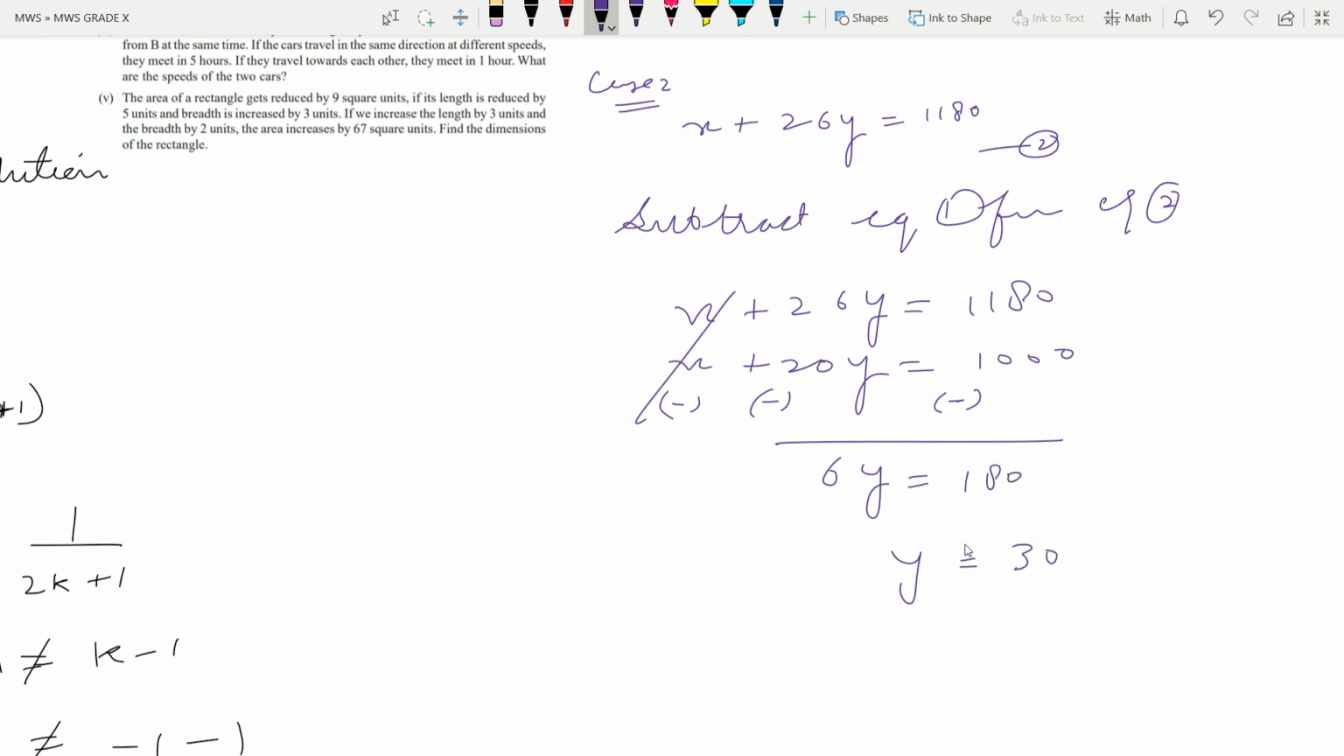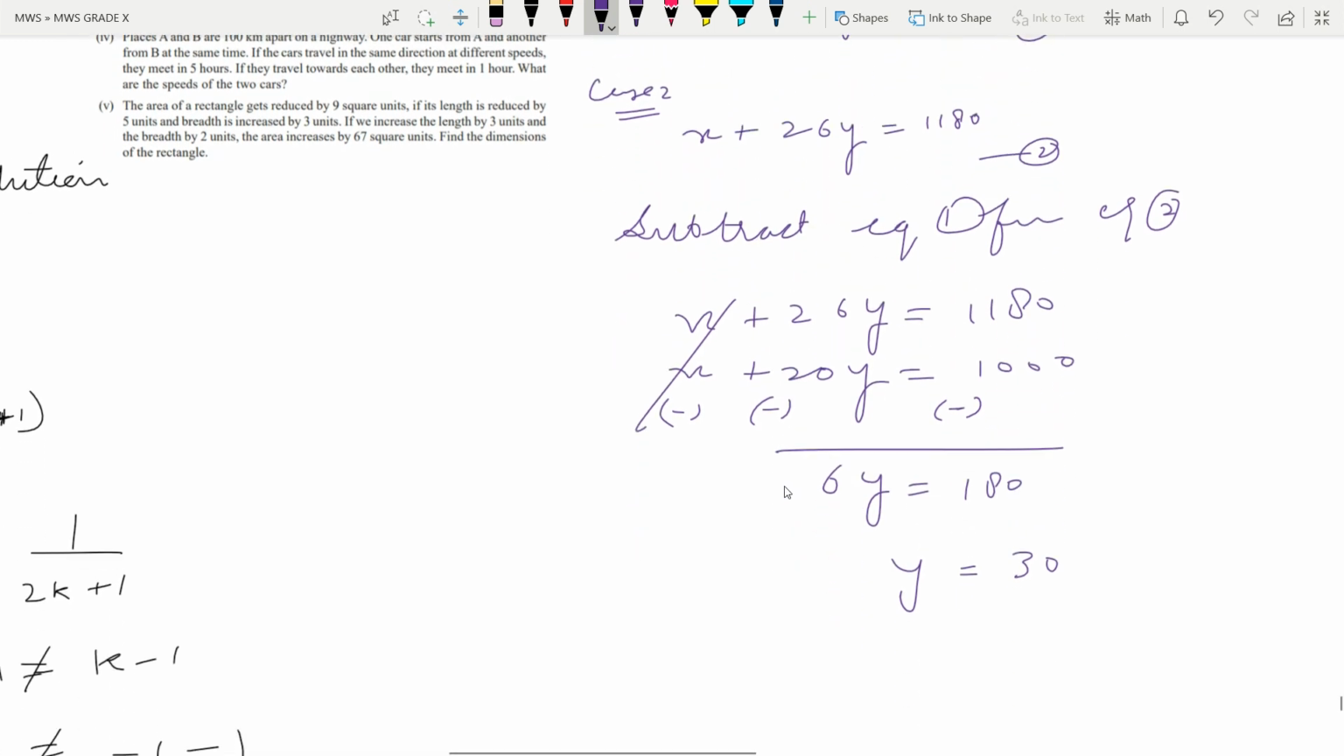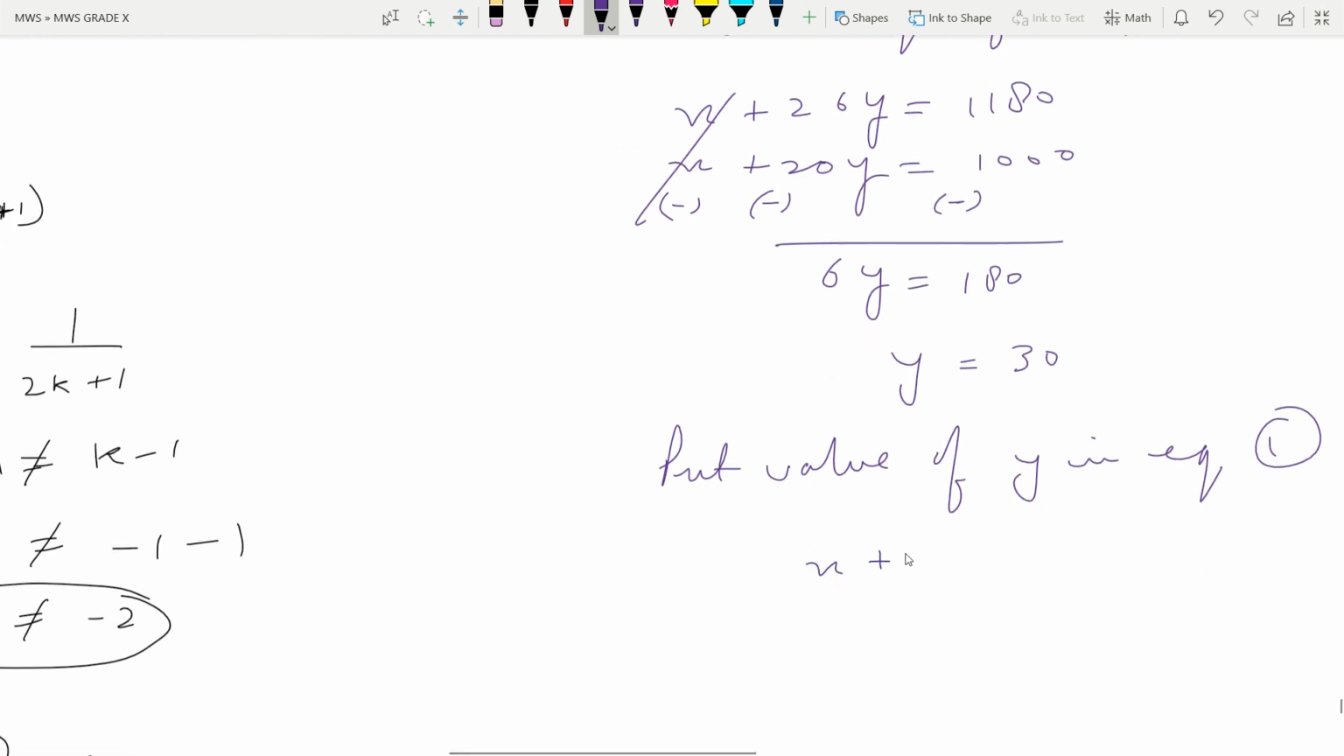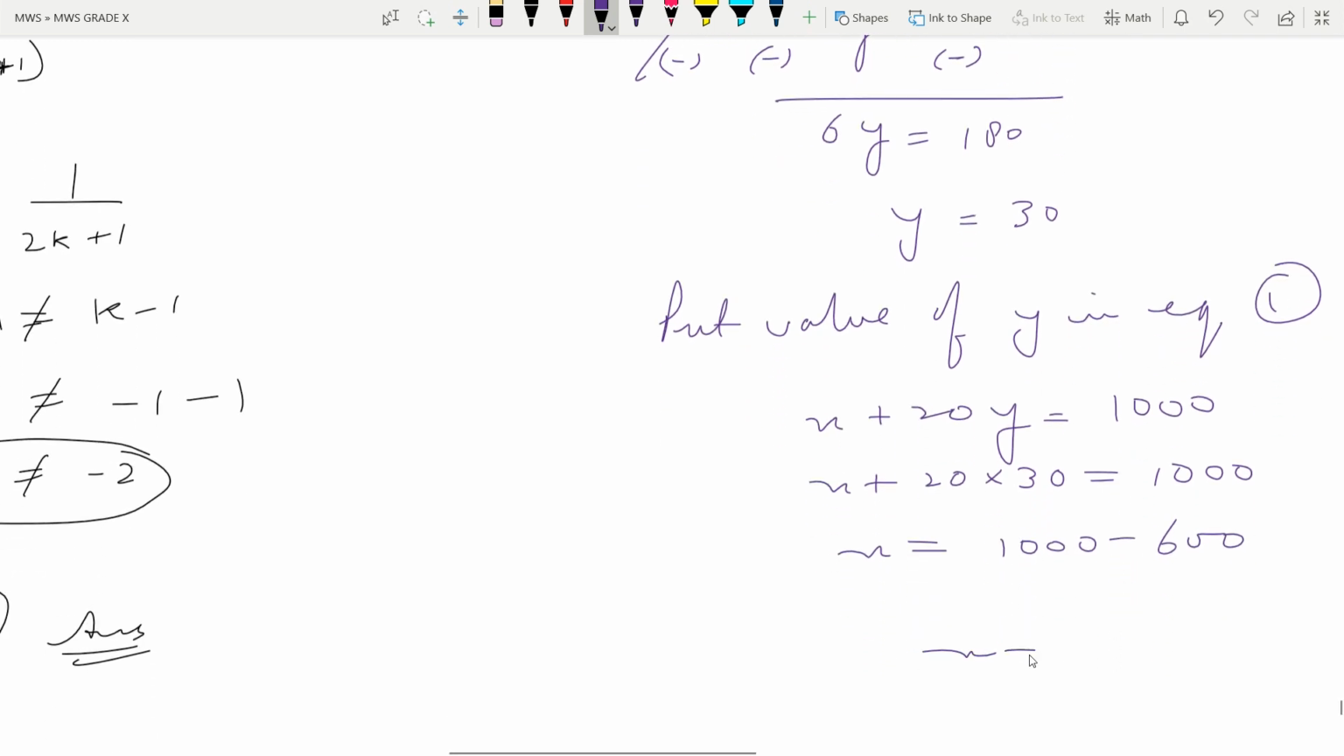So with the help of this we can take out the value of x, put the value of y in any of the equations. So let us write here equation 1. Equation 1 is x plus 20y is equal to 1000. Put the value of y here. We will get to know the fixed charge. Whereas 1000 minus this 600. So fixed charge is rupees 400 and charge per day is 30.